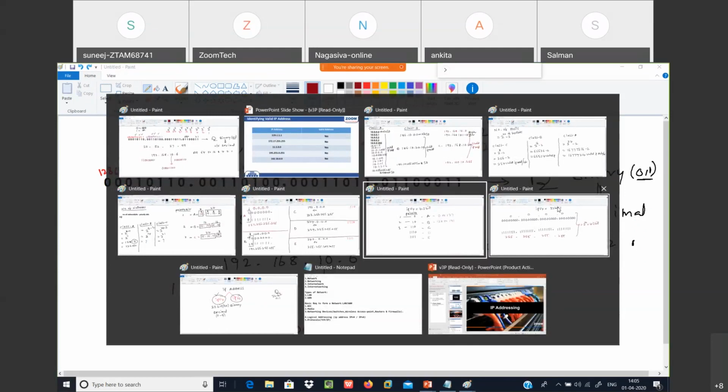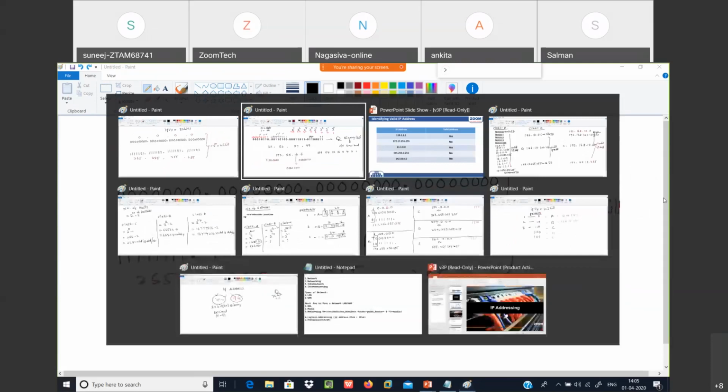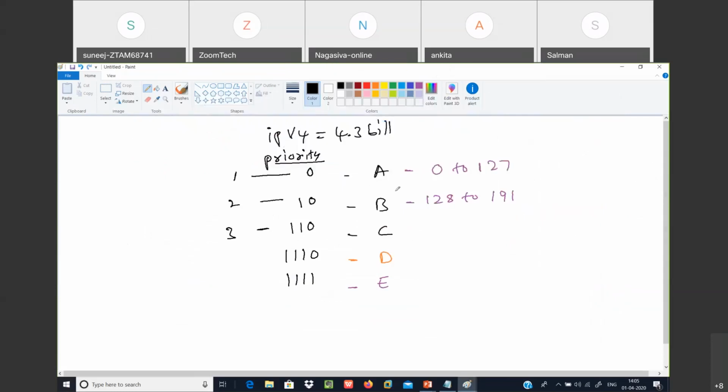And the IPv4 address range is 0.0.0.0 to 255.255.255.255. In total, we have 2 power 32 combinations, which is 4.3 billion IP addresses. All these 4.3 billion IP addresses are classified into 5 classes: class A, class B, class C, class D, and class E.